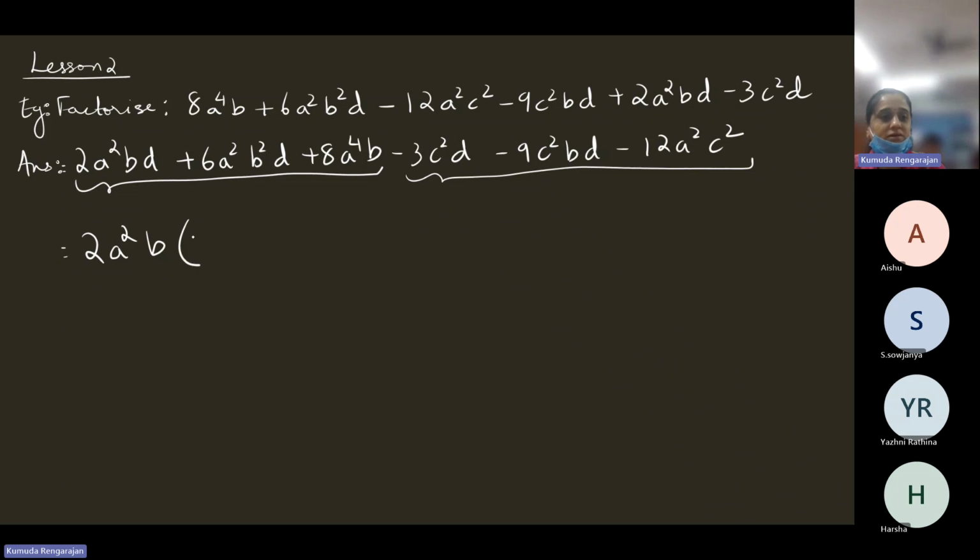Open a bracket. So you get D plus 3BD, right? Plus 4A squared. That's it.